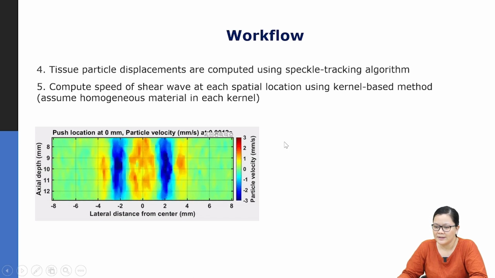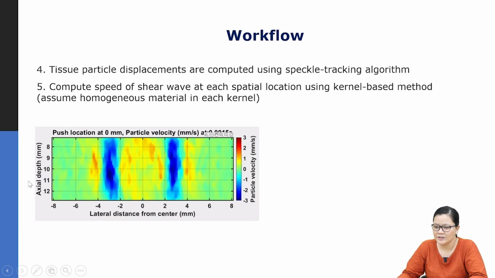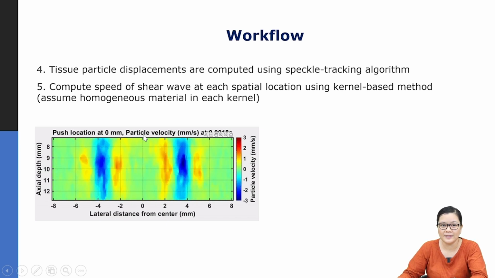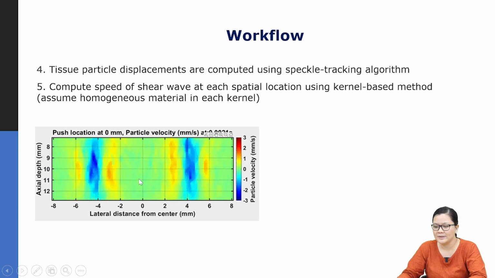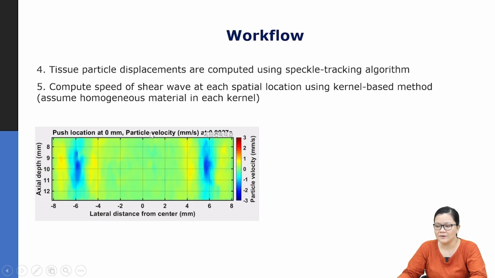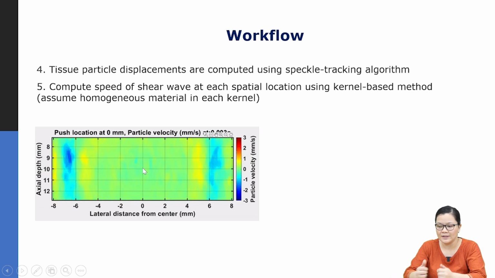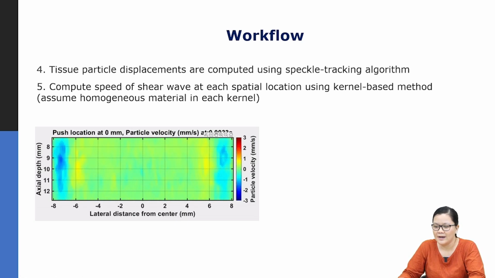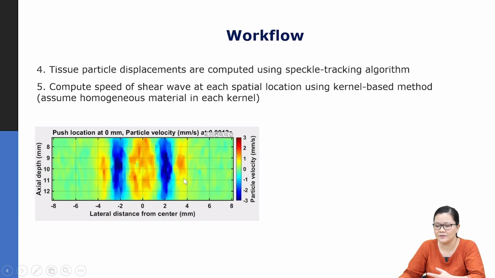And so here in this GIF below, I show a propagating shear wave wherein the acoustic radiation force impulse was applied at the lateral location of 0 millimeters. After some time, there are 2 shear wave fronts that propagate along the lateral directions away from the site of excitation here. So you see 2 shear wave fronts that are moving to the left and to the right.